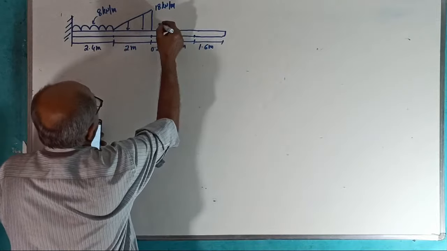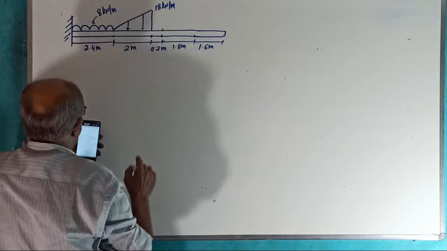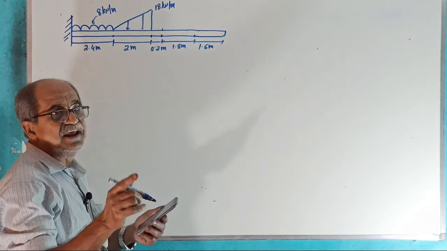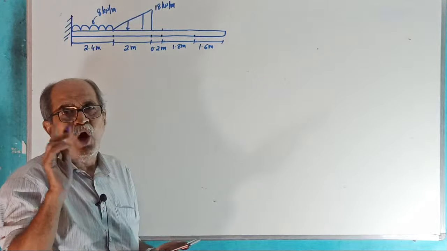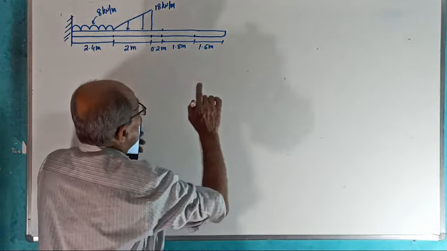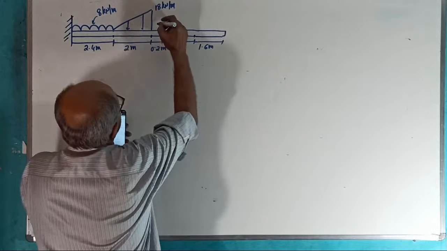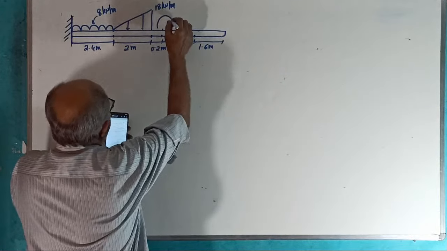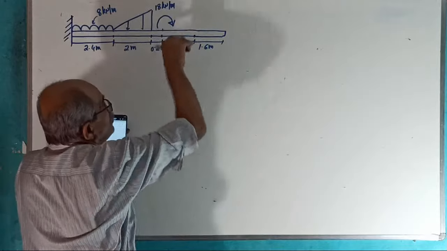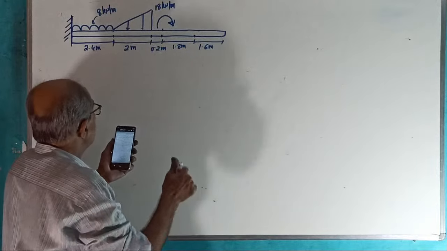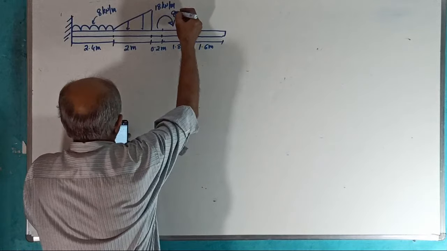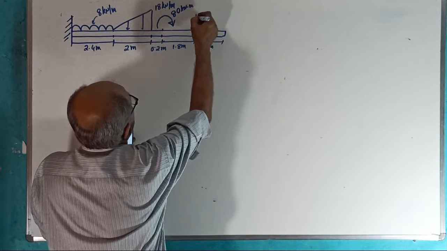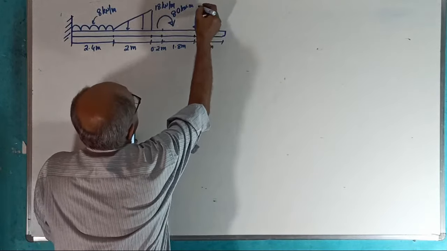Then at 0.2 meter, there is a clockwise couple. I told you very clearly, if a couple is given at the interior point, remember interior point, I told long back, you should remember, whatever way is the couple, in the final diagram, you write couple like this. Remember or not? I told you, always write the couple like this to avoid confusion. Hope you remember. 80 kilonewton meter. Then there is a point load here of 60 kilonewton.